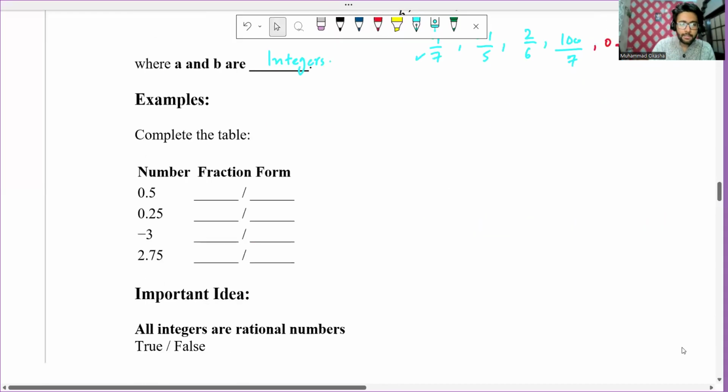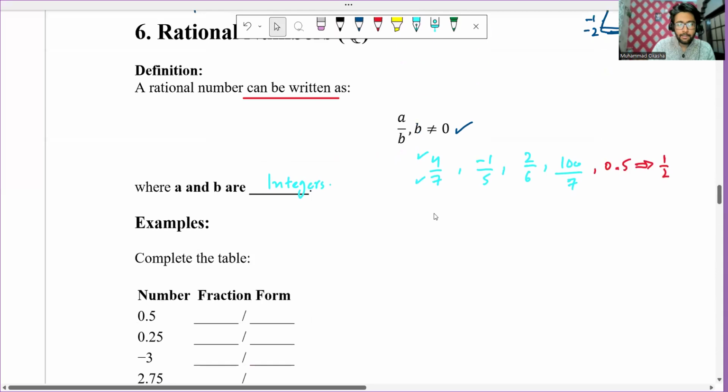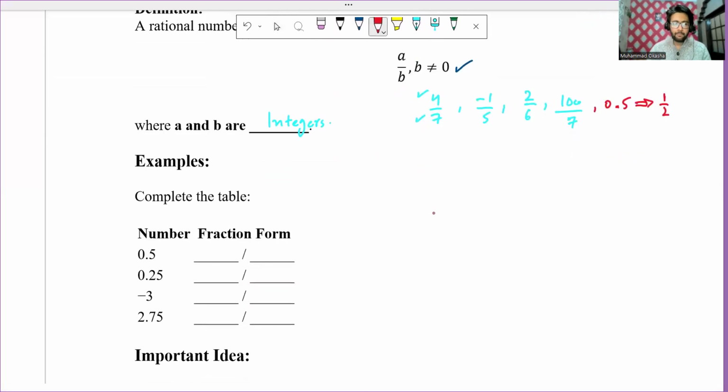Okay, so let's take a look at a few numbers and let's see if they can be written in fraction form or not. So 0.5, I can write it as 1 divided by 2, right? For example, I can write it as a half. Okay. 0.25, think about it, 0.25. I think we may not have discussed this, but I think I've put up a video about converting decimals into fractions.